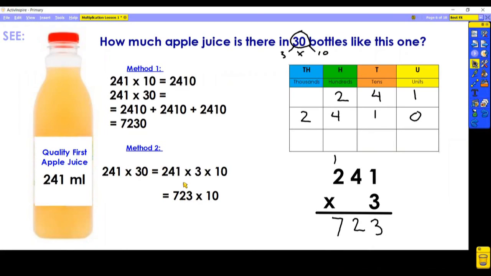Next, I now need to do 723 times 10. Again, I could use my place value grid to help me, or I could do it in my head. And I worked out that 723 times 10 was the same as 7,230. I got the same answer for both method 1 and method 2, so I know I must be right.